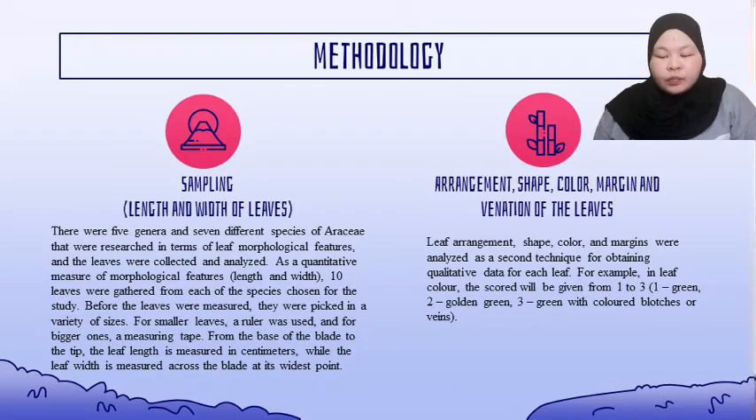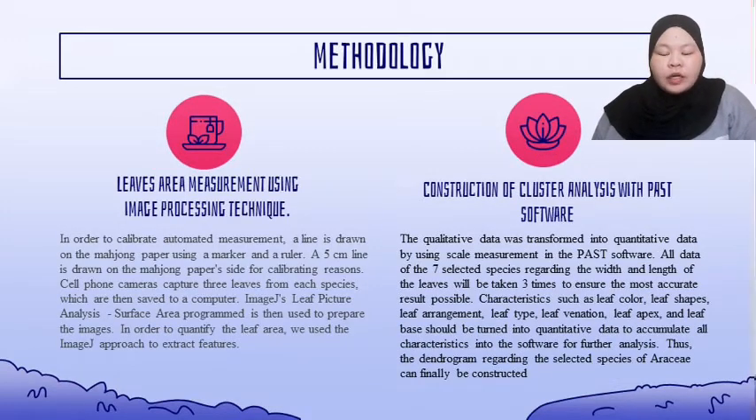Next is for arrangement, shapes, color, margin, and venation of the leaf. The leaf arrangement, shape, color, and margin were analyzed as a second technique for obtaining the qualitative data for each leaf. For example, for the leaf color, the score will be given from 1 to 3: 1 for green, 2 for golden green, and 3 for green with color bronze or veins. The next method is for leaf area measurement in image processing technique. In order to calibrate automated measurement, a line is drawn on the margin paper using a marker and a ruler.